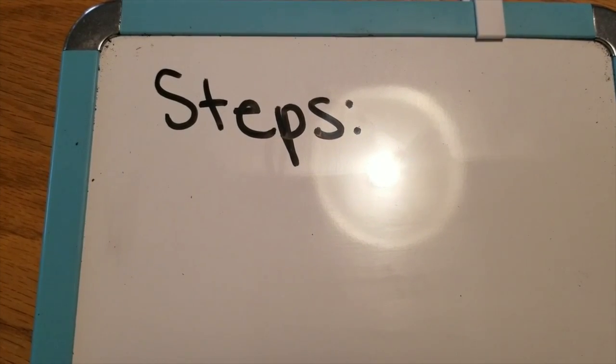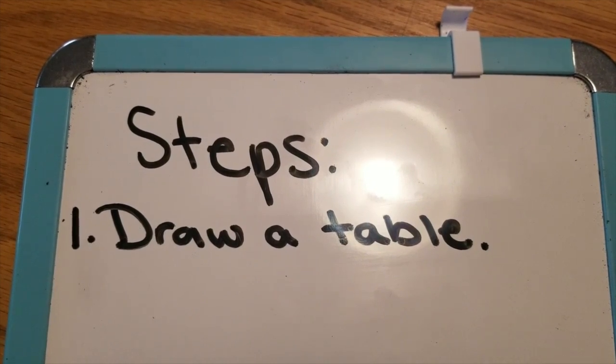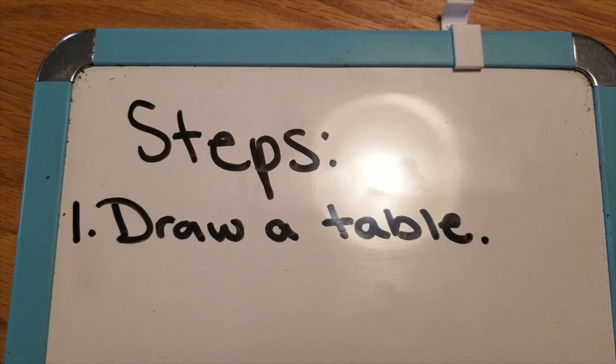Let's look at what steps we need to take to encode and decode messages at our company. Step 1, draw a table or grid. Typically, our tables are going to be an 8 by 8, but let's go over what that means.